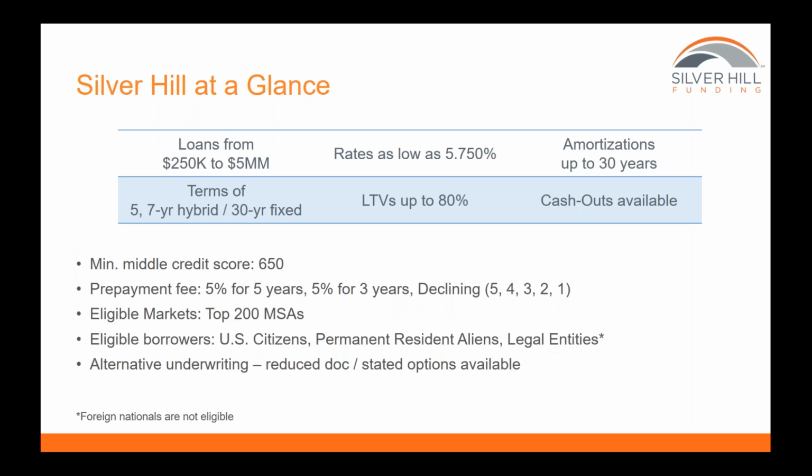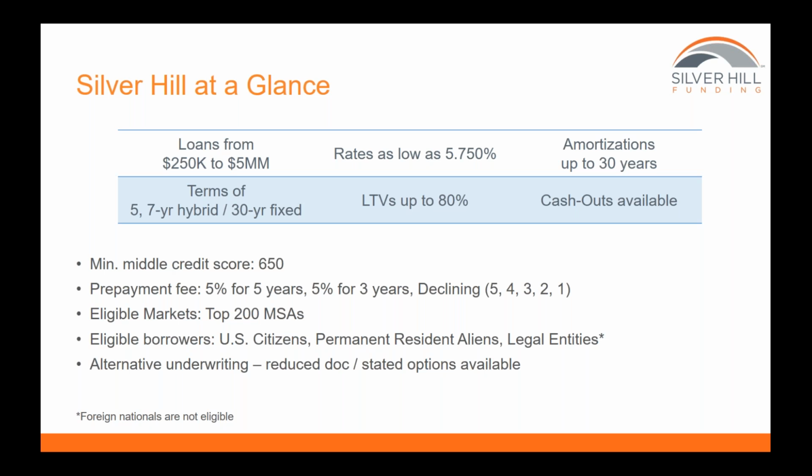So at a glance, really our sweet spot is $250,000 to $1 million, although we can go up to $5 million and as low as $100,000 in loan amount. So while we talk about $250,000 to $5 million, we can really go to $5 million or go as low as $100,000. But our sweet spot is really under $1 million.